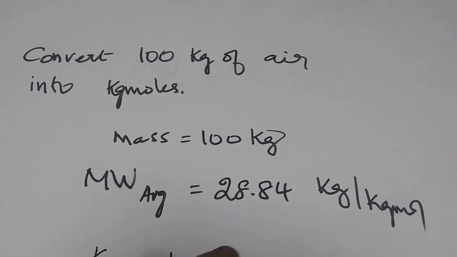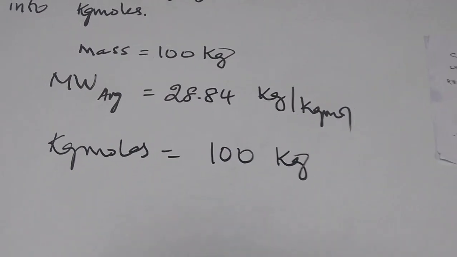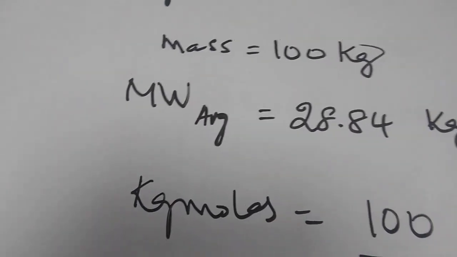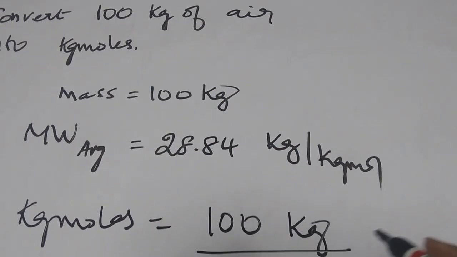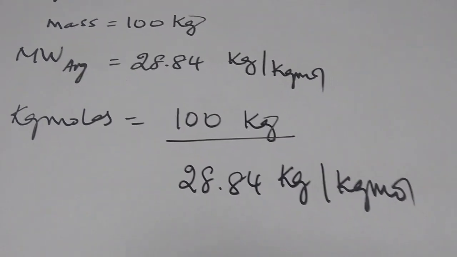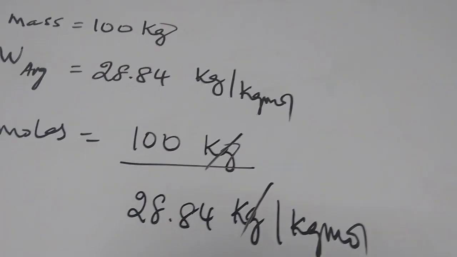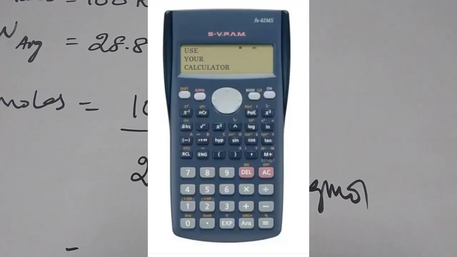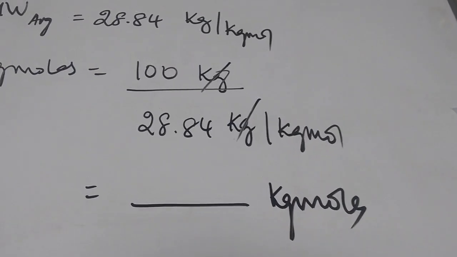Kg moles equal to 100 kg mass divided by molecular weight. 100 divided by 28.84 kg per kg mole. Kg moles is mass divided by molecular mass. 100 kg divided by 28.84 kg. So this kg gets cancelled. So we get this much kg moles.